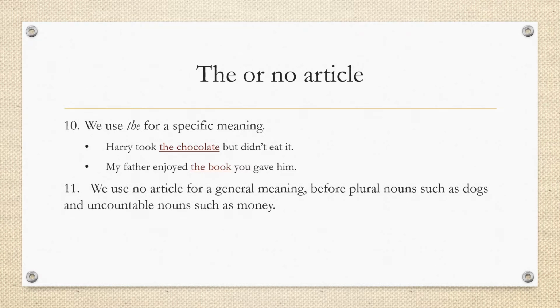We use no article for a general meaning before plural nouns such as dogs and uncountable nouns such as money. Cats are great pets. We did not use any article with cats because it is a plural noun. She is a vegetarian. She does not eat meat. Meat did not take any article with it because it is an uncountable noun.